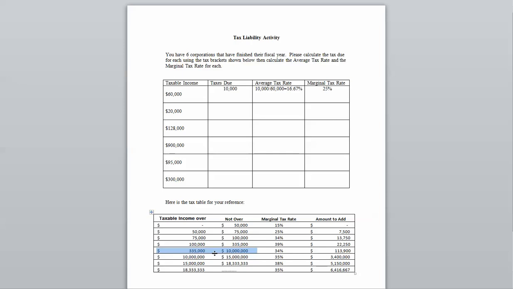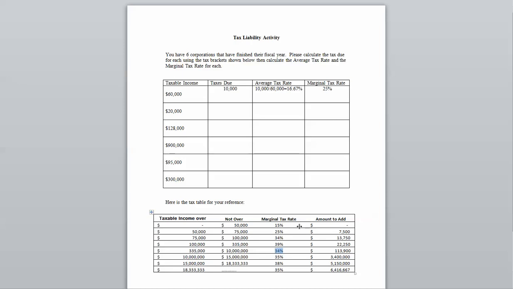So then that 900,000 less the 335,000 gives us 565,000. And that is our marginal income in the bracket. So the 565,000 is then multiplied by the marginal tax rate. Marginal tax rate in the bracket is 34%. So 34% times 565,000 is 192,100.